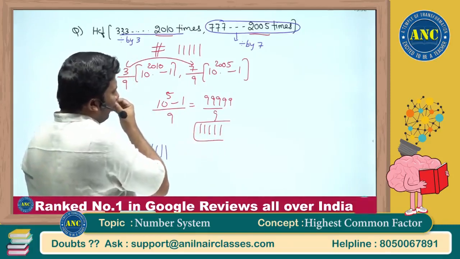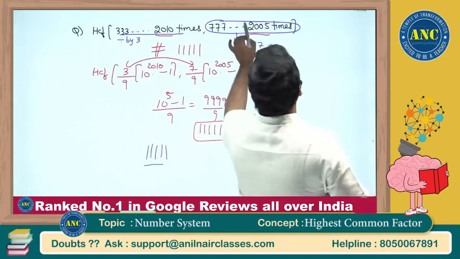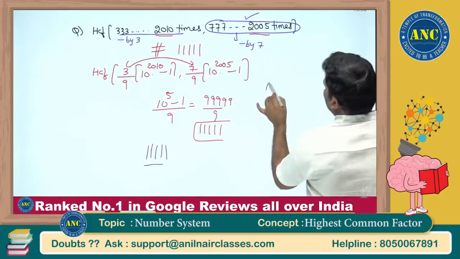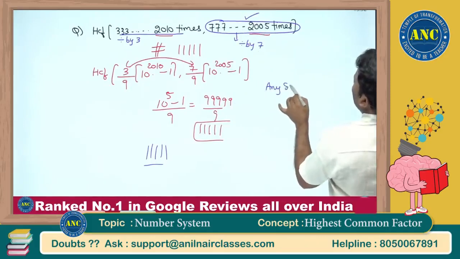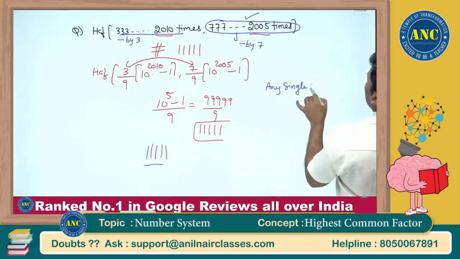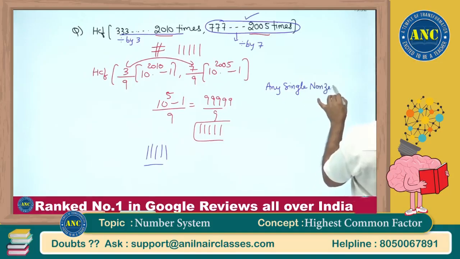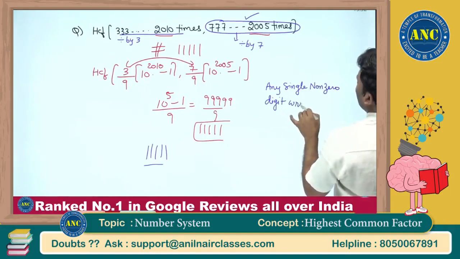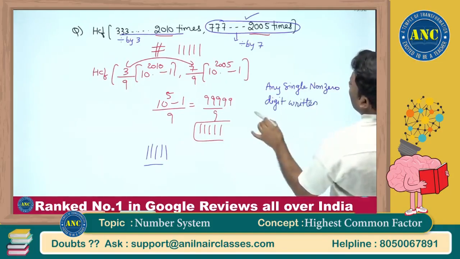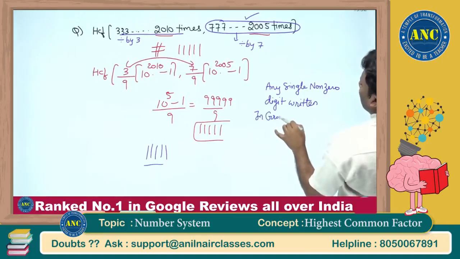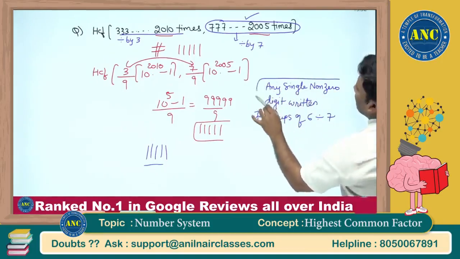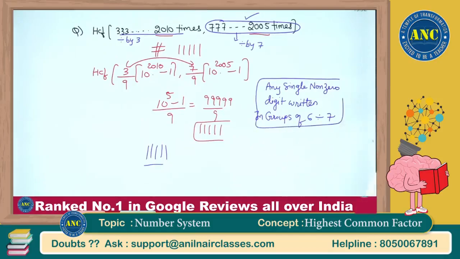Now listen carefully. This is divisible by 7. If this is divisible by 7, there is a concept for 7: any single non-zero digit written in groups of 6 is always divisible by 7.